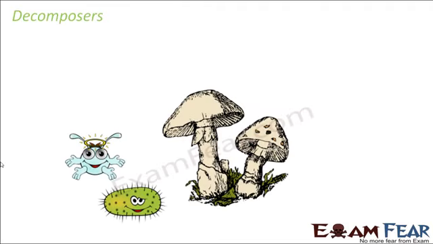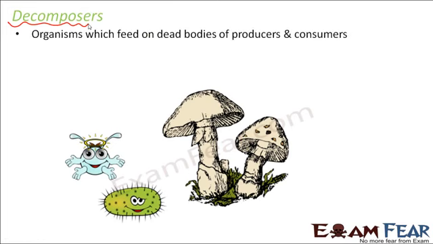So now we will talk about the fourth category, that is the decomposers. So let us see what are decomposers. We spoke about producers, we spoke about consumers, and now this is the third one, that is decomposers. Now the name decomposers says that it helps in decomposition. Decomposition of what? Decomposition of dead organisms. When a living organism dies, it is made up of all organic matter. That decomposition is done by other living organisms called decomposers. These are organisms which feed on dead bodies of producers and consumers.